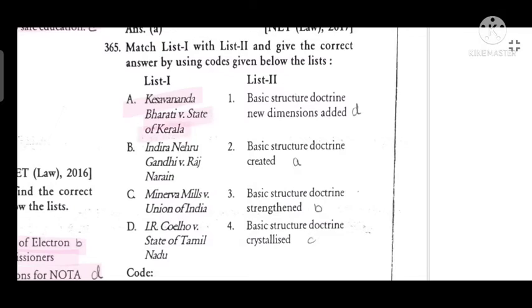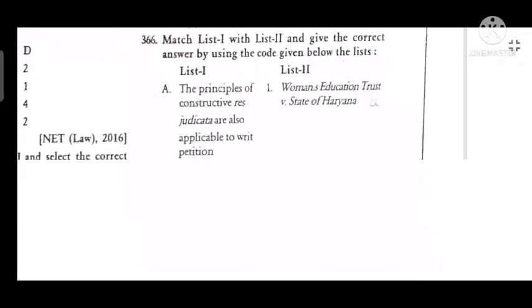Kesavananda Bharati versus State of Kerala: basic structure doctrine created. Indira Nehru Gandhi versus Raj Narain: basic structure doctrine strengthened. Minerva Mills versus Union of India: basic structure doctrine strengthened. I.R. Coelho versus State of Tamil Nadu: basic structure doctrine, new dimension added.